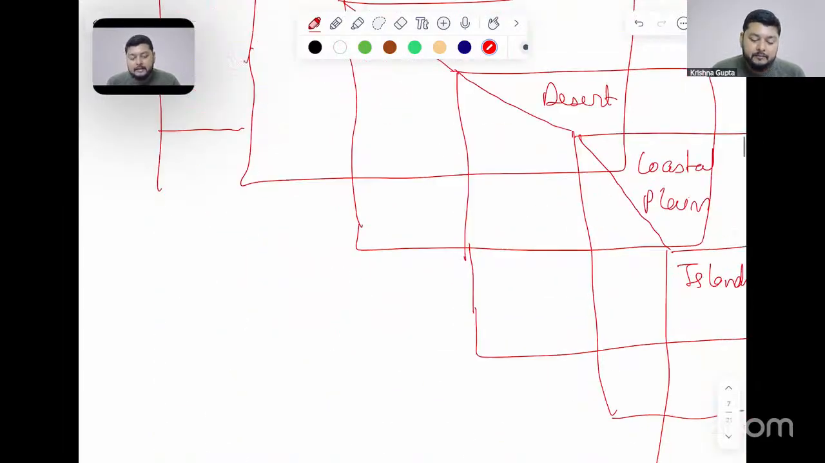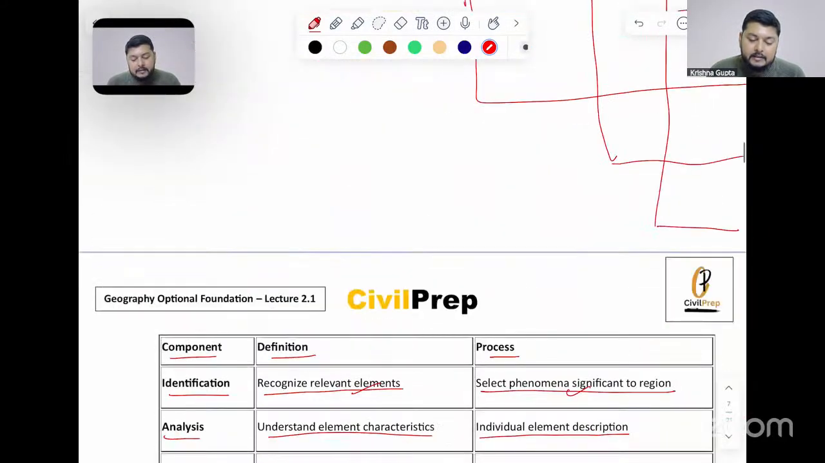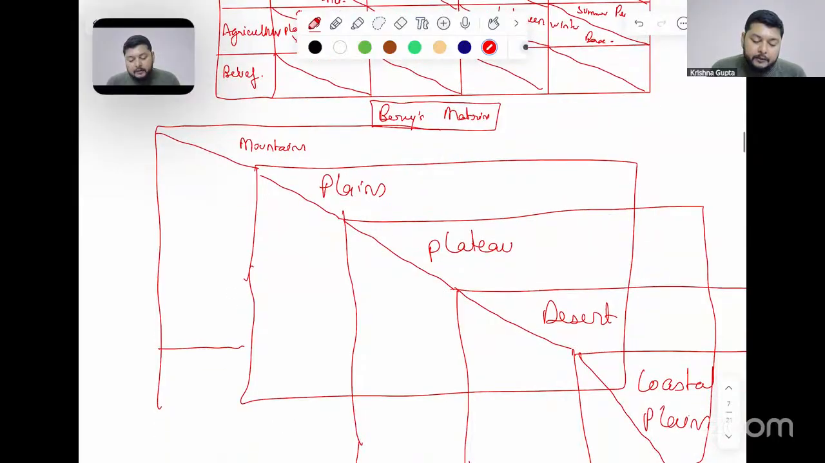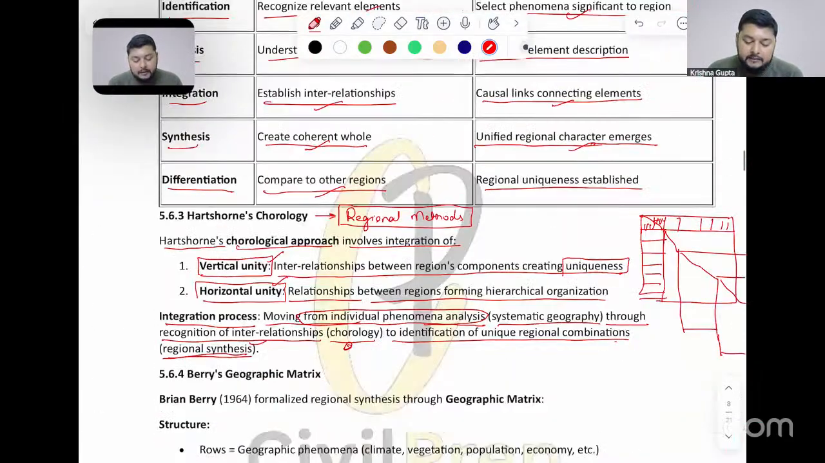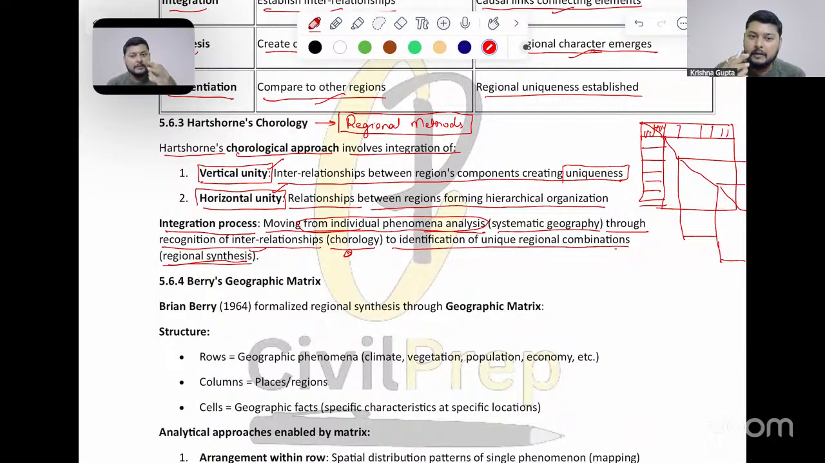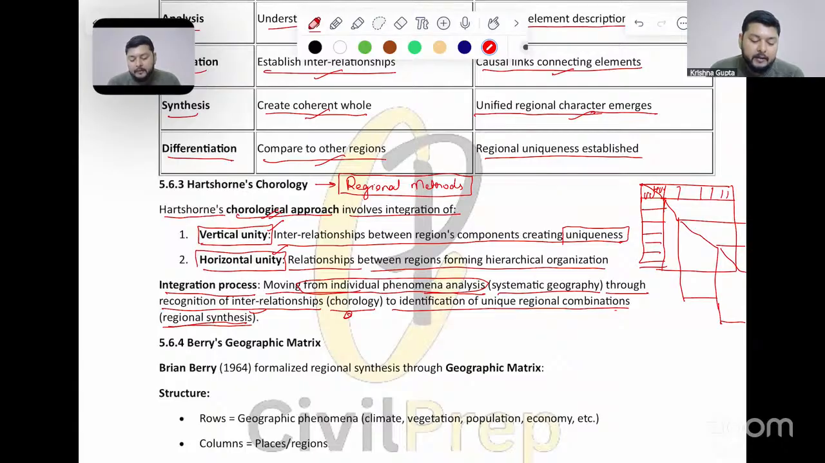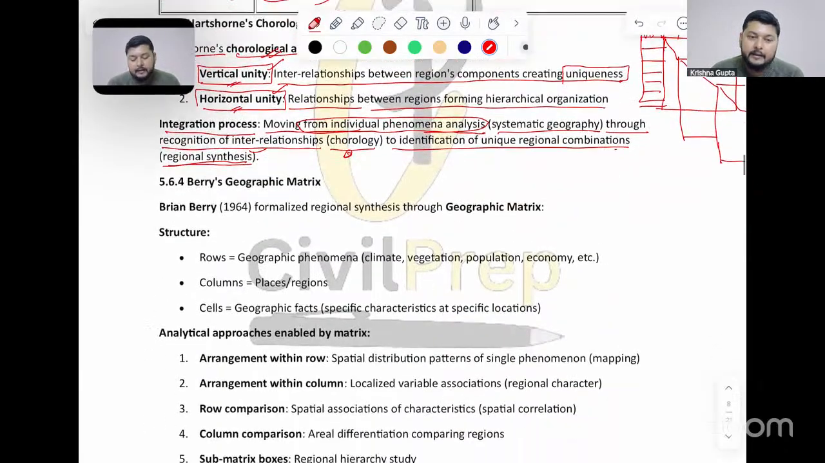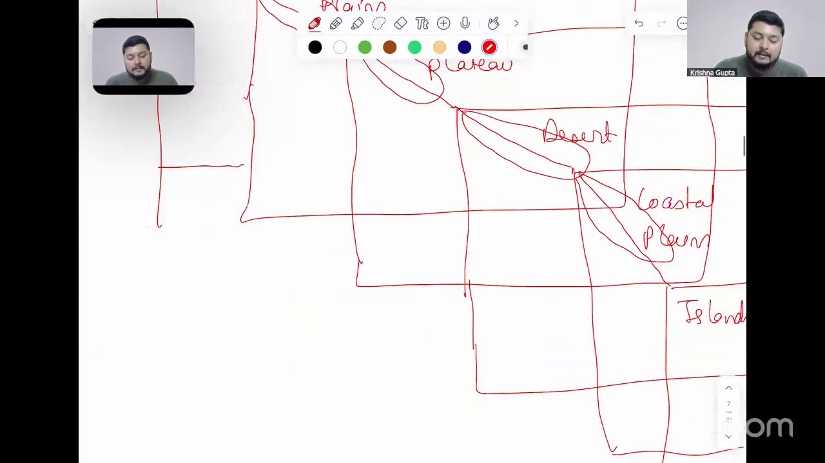Chorology is formed. Now in the next step, we are doing an identification of unique regional combinations, that is the regional synthesis. Now we are trying to make this chorology into the establishment of interrelationship between the mountains, plains, plateaus, desert, and the coastal plains or coastal regions. So in this way, we are able to develop a regional approach, which is regional synthesis, which is highly useful for the study of a geographical region. This is basically given by Hartshorne, the chorological approach developed by him under the vertical unity, the horizontal unity, and the integrating process. Now, what we are seeing in the above part is basically the work done by Barry.